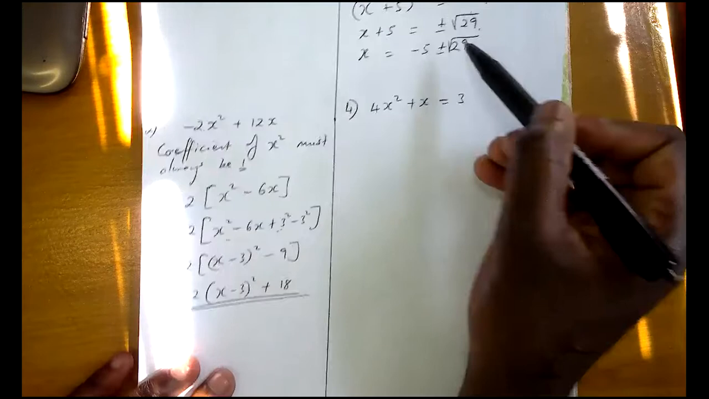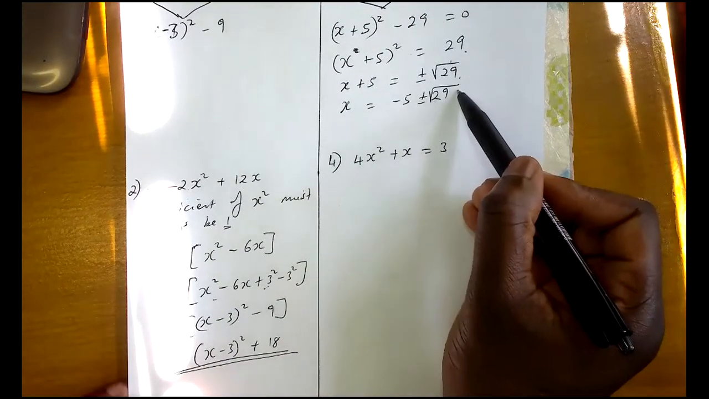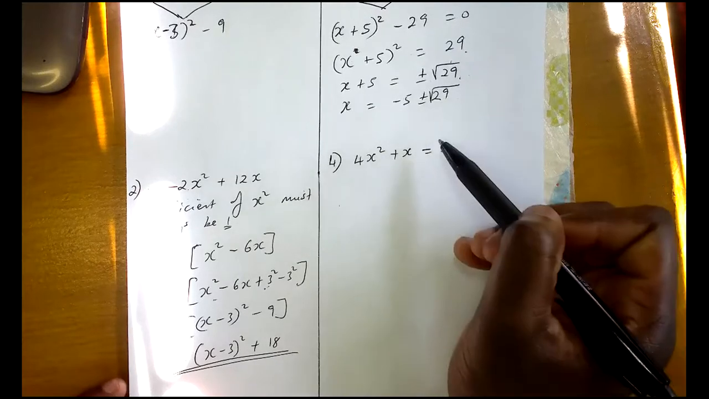Always remember that you have got two values here that you're going to get: negative 5 plus root 29, and negative 5 minus root 29. Then you can get your answer.